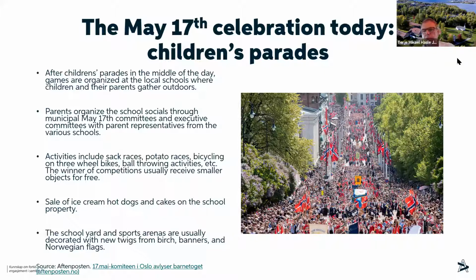After the parade, each school returns to their home school by bus, and there are socials. There is a social at the local school organized by the parents, and they have activities like sack races, potato races, bicycling, ball throwing, etc. The winners of the competitions usually receive smaller objects. There is also sale of ice cream, hot dogs, and cakes on the school property. The schoolyard and sports arenas are usually decorated with new twigs from birch trees, with banners and Norwegian flags.